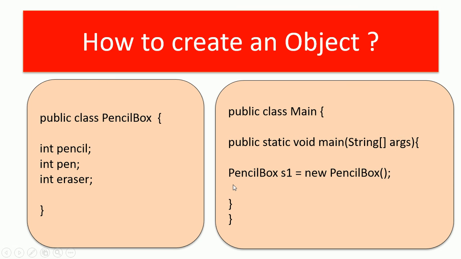The syntax to create an object is the class name, that is PencilBox, space, the name you want to give for the object, then followed by equal, then followed by new, class name, open brace, close brace and semicolon. So this line will create memory spaces for all these variables, and then name that memory space as S1. So this is the simple example or simple explanation for creating an object.